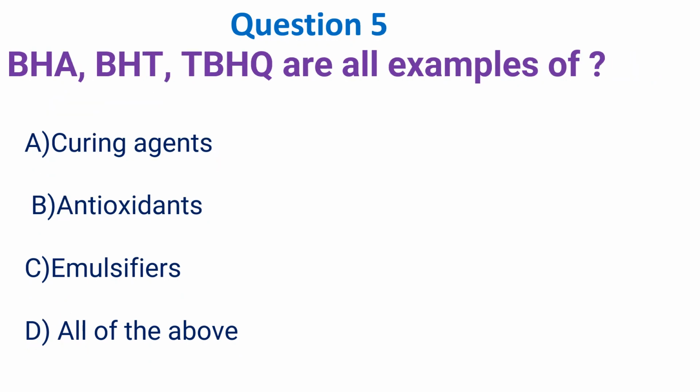Question number 5. BHA, BHT, TBHQ are all examples of. Options are option A, curing agents, option B, antioxidants, option C, emulsifiers, option D, all of the above. And the correct answer is option B, antioxidants. Antioxidants are the compounds that scavenge and neutralize the free radicals, and they also inhibit oxidation. Examples are vitamin C, vitamin E and carotenoids.